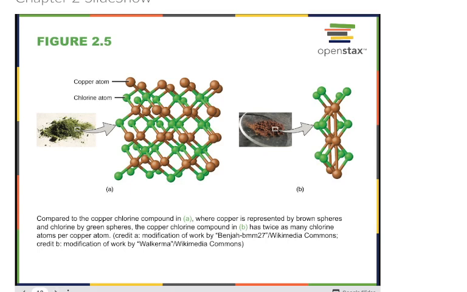You can see here that the green compound is higher in chloride, making it more green, whereas the other one has less chloride.